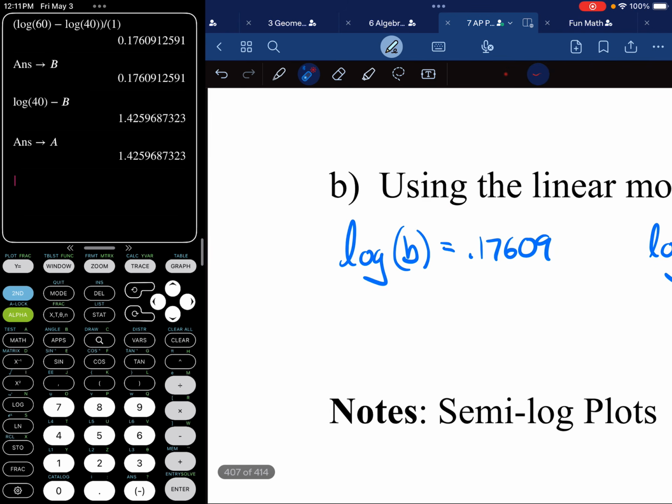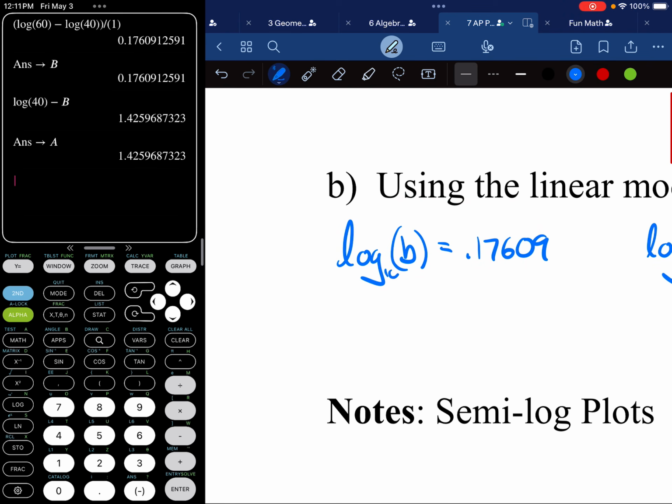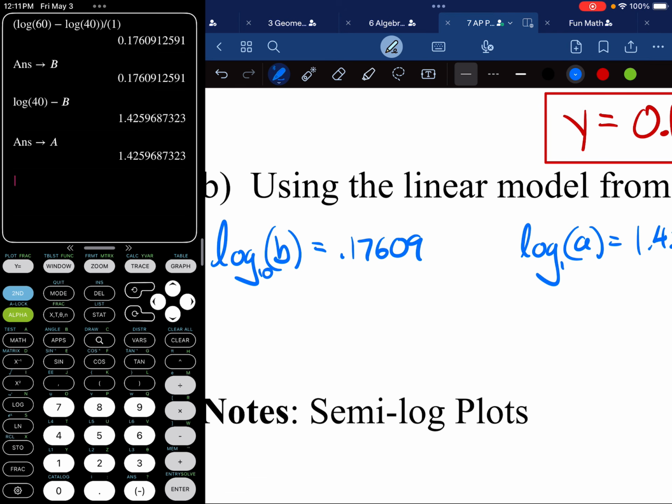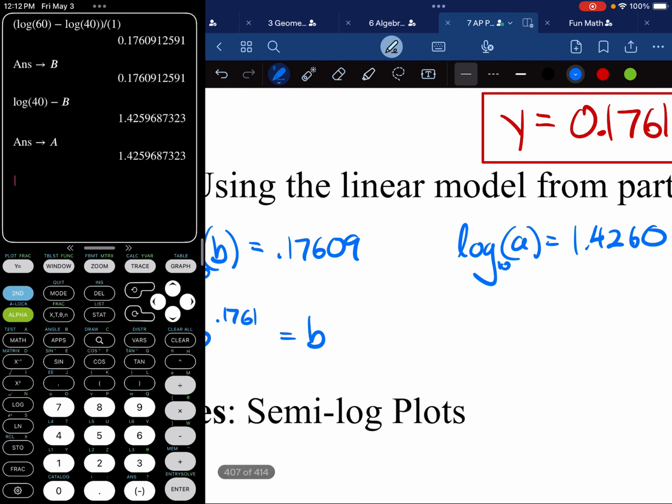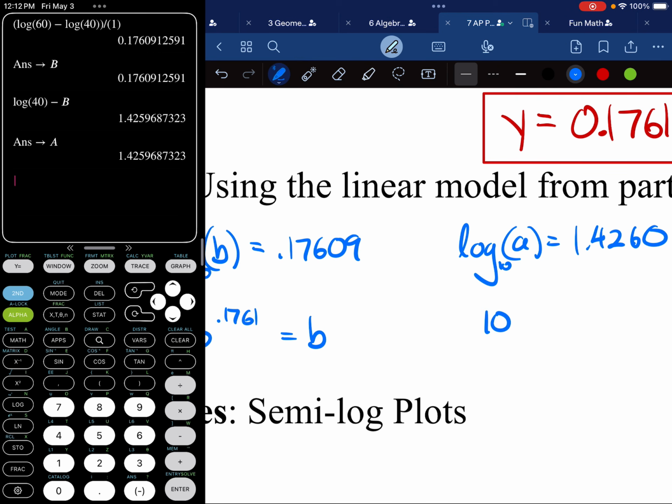So in order to change this, technically this was log base 10, technically this one was also log base 10, and I'm going to change its form. This is in logarithmic form, let's change it to exponential form. Keep the same base, and then these two flip-flop, right? And then I'm going to say b is 10 to the power of 0.1761. That's my b. And then over here, 10 to the power of 1.4260 is equal to my value of a. And I just do that.